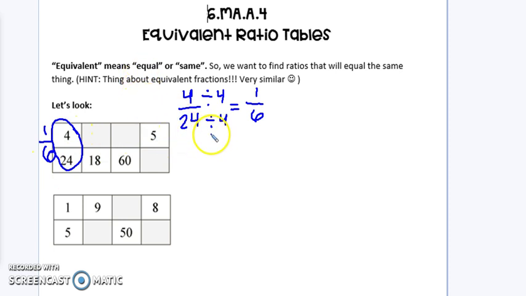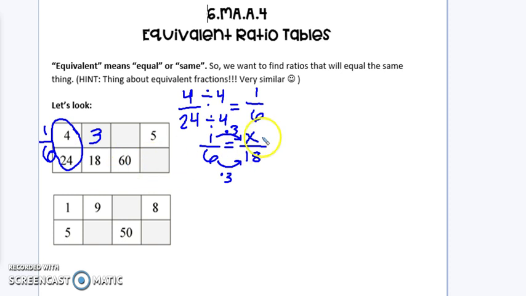Okay? So if I have 1 to 6, and then I also have 18, I'm going to match it up. So if the 6 is on the bottom and this 18 is on the bottom, that's where I'm going to put it. I don't know what's right there. So now I need to think about, how do I go from 6 to 18? Well, I multiply by 3. 6 times 3 is 18. If I multiply by 3 on the bottom, I need to do the same thing on the top. So 1 times 3 is 3. So this missing part right here is a 3.